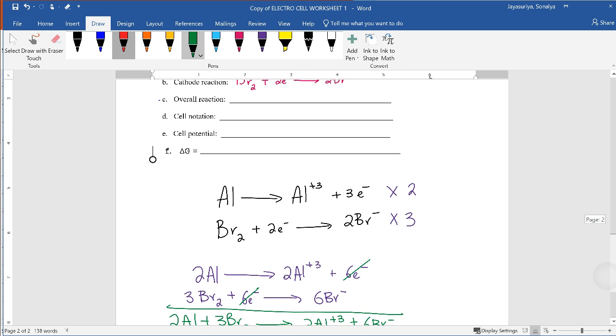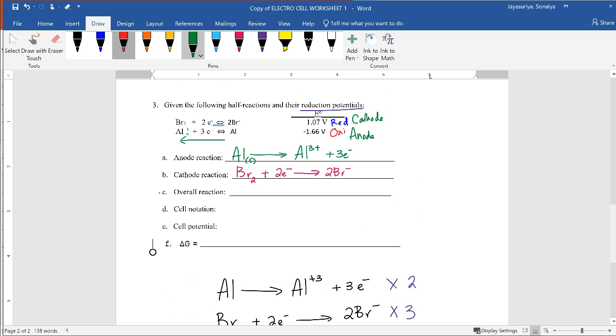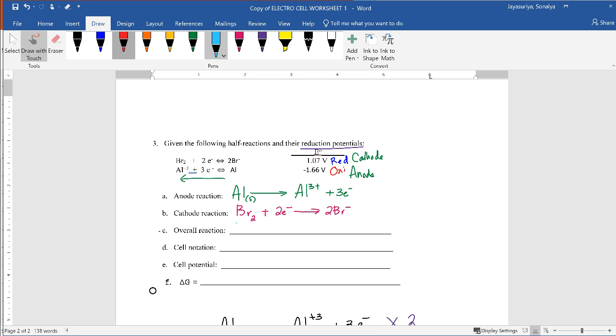So I got 2Al, 3Br2. Over here, I have to write 2 aluminum plus 3Br2 going to 2Al with the plus 3 charge plus 6Br minus. So that'll be solid, this will be liquid, this will be aqueous, and this will be aqueous. All right, it's usually liquid. Bromine is liquid and bromide is aqueous.